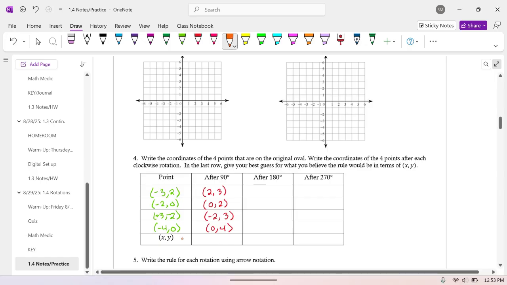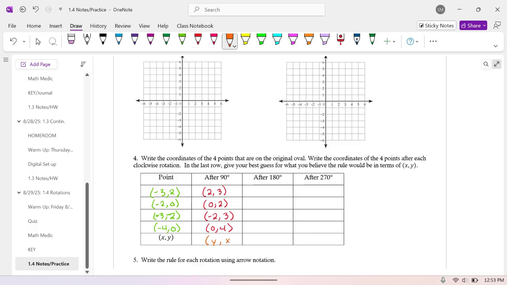So what happened from xy to 90 degrees was that the x and the y flipped, and then the spot in the y place became negative. Because if you look at the points from here to here, our old x value is now positive when it was negative. Our old x value here is now positive. Our old x value here is now positive. Same thing here. So the signs flipped.